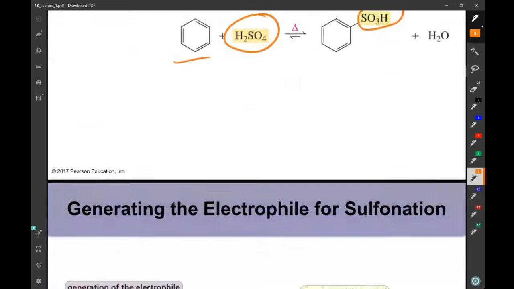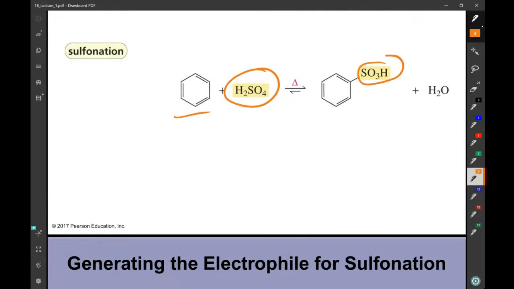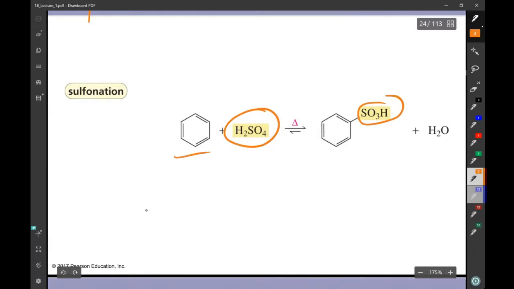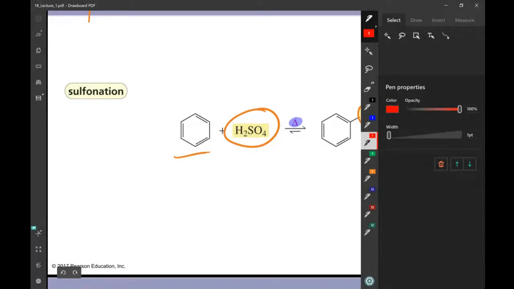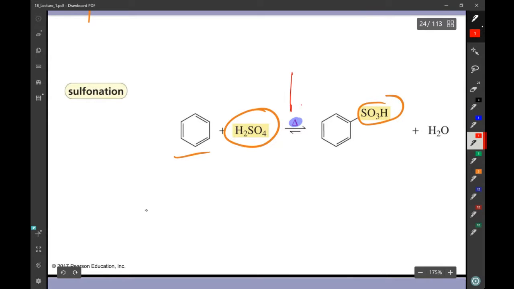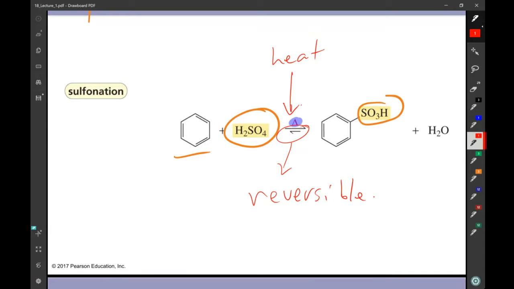And so one thing you notice with sulfonation that is different from the other reactions that we've talked about so far is the use of heat. That triangle means heat. So you need to heat the reaction. That's one thing we didn't do with the other ones. And then secondly, the sulfonation reaction is reversible. That's what makes sulfonation slightly different from the other ones. So take note of those differences.